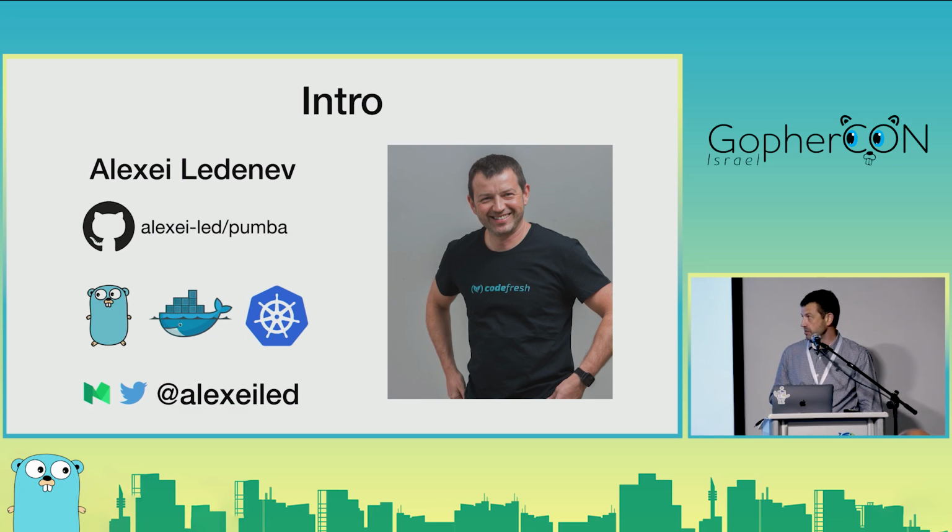I started with Go 4 years ago, writing microservice applications running in Docker container environments, and for the last 2 years I've been working with Kubernetes as well. You are welcome to contact me on Twitter, Alexei Led, and I also publish posts on Medium under the same name.